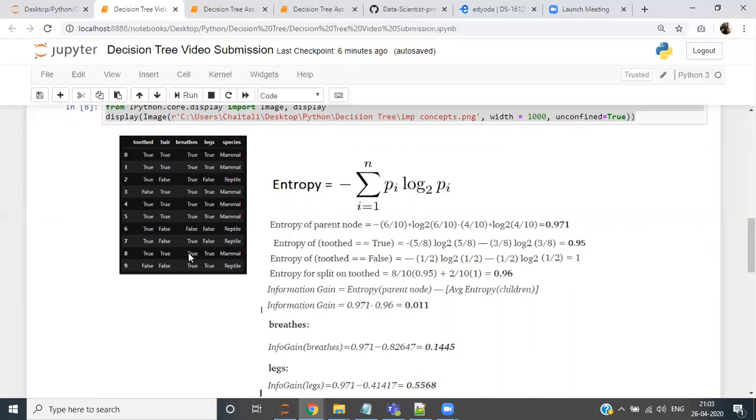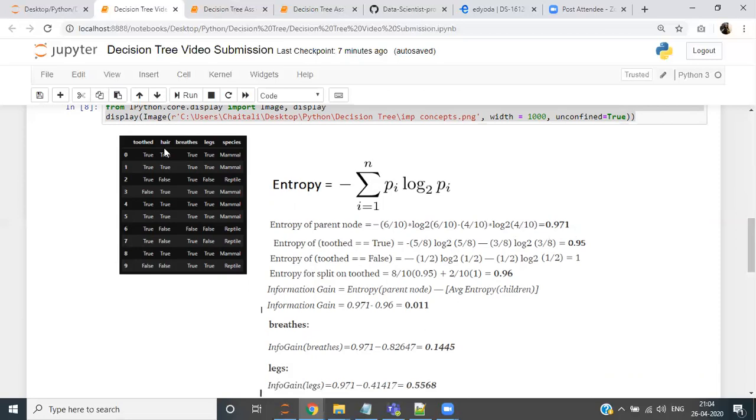Let's consider our current example and begin with this. The entropy of the species node goes as 6 by 10. Let's count. We have a total of 10 records, so 0 to 9. Let's count the mammals: 1, 2, 3, 4, 5, and 6. And needless to say, the reptiles would be 4. So the entropy formula would be 6 by 10, that's the probability of mammals, times log 2 of 6 by 10. Similarly, 4 by 10 is reptile, so 4 by 10 probability times log 2 of 4 by 10, that gives us 0.971.